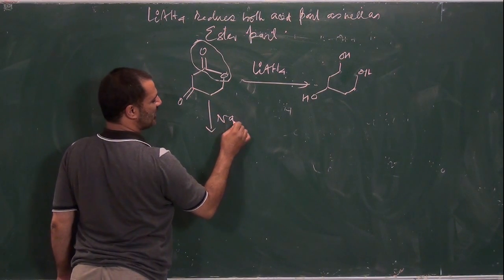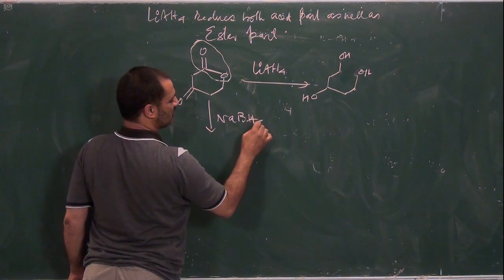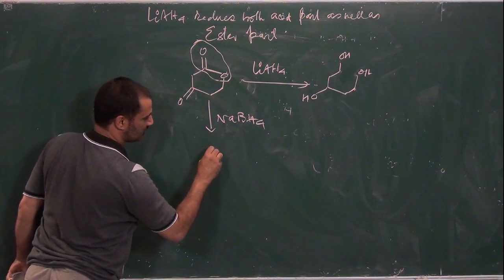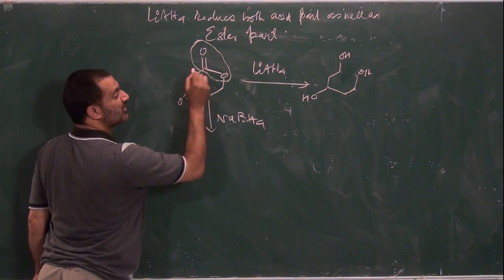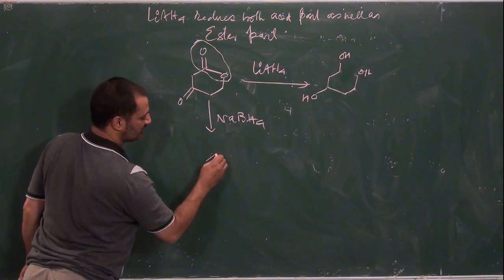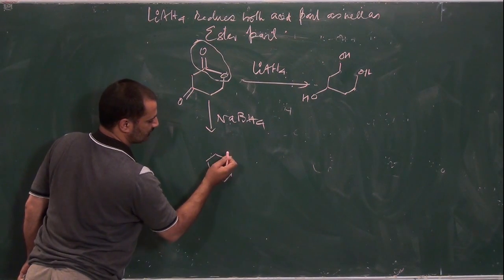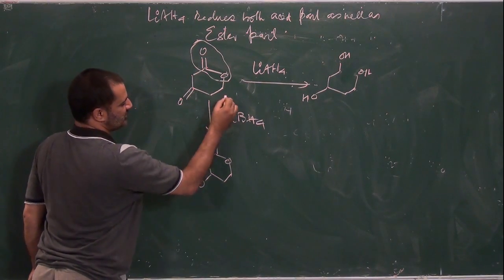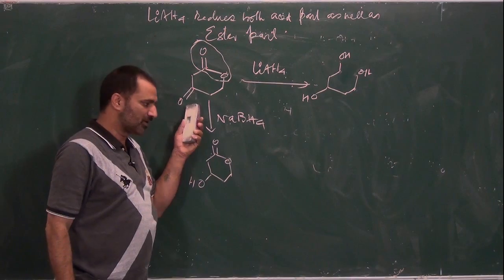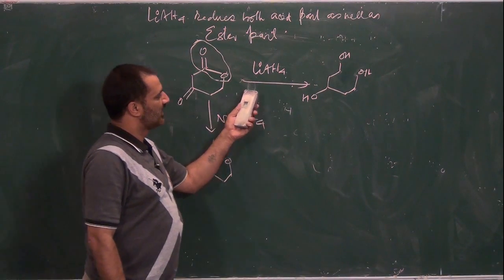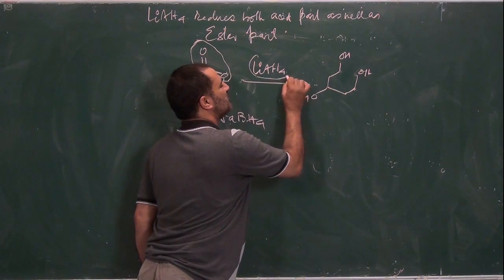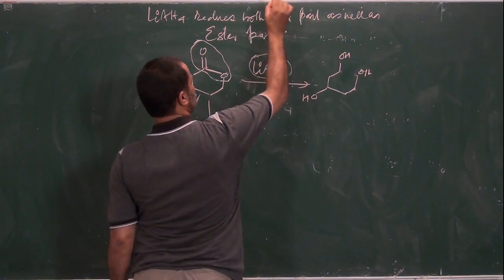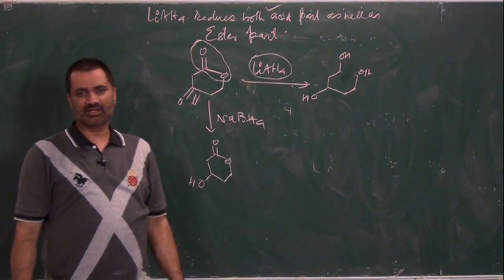If it is sodium borohydride, it reduces only the carbonyl part but not the ester part. So sodium borohydride cannot be used for the ester part. Simple, that is OH and this will be OH. So this reduces only the carbonyl part to alcohols but not the ester part, and lithium aluminum hydride reduces both the carbonyl part as well as the ester part, and it will also reduce the acid part of the compound.